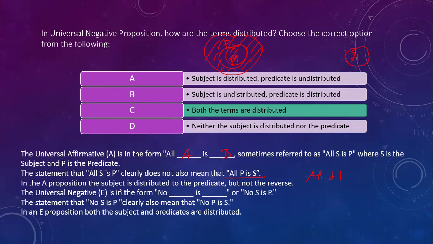Universal negative is in the form no S is P. The statement that no S is P clearly also means that no P is S. For example, we can also state that no P is S and also no S is P. So both the terms are distributed in the universal negative proposition.